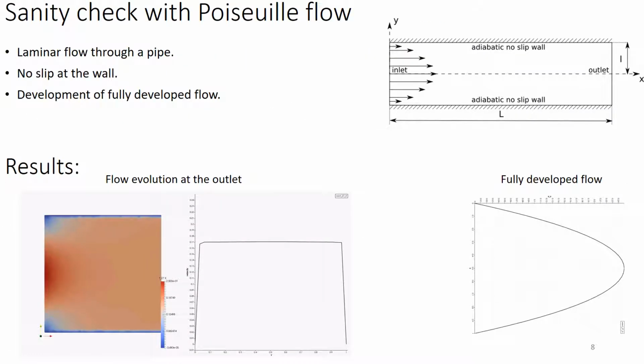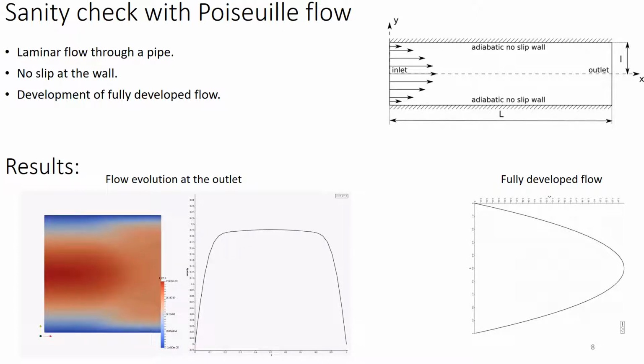So after getting the correct pressure and velocity, the equation is solved for a time of 10 seconds. And as a sanity check, we also implemented this for a known flow, which is the Poiseuille flow, where the fluid is flowing in a stationary pipe where the walls have a no-slip condition, and the flow is fully developed. The fully developed flow is a parabolic flow, which can be seen here.